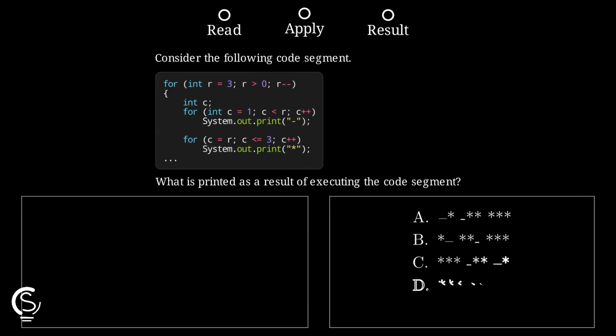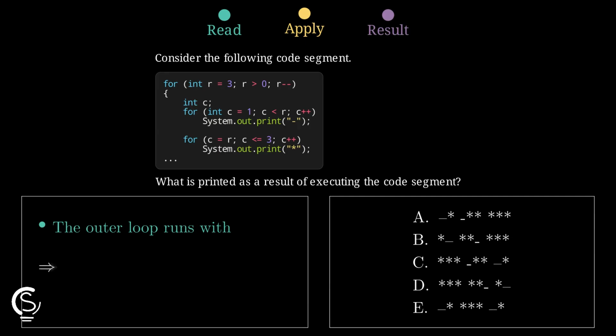Starting with the outer loop, R begins at 3 and decreases down to 1. For the first pass where R is 3, the first inner loop prints 2 dashes before stopping. Next, the second inner loop starts at R and goes to 3. Since R is 3, it prints 1 star. This gives us 2 dashes and 1 star for our first row.